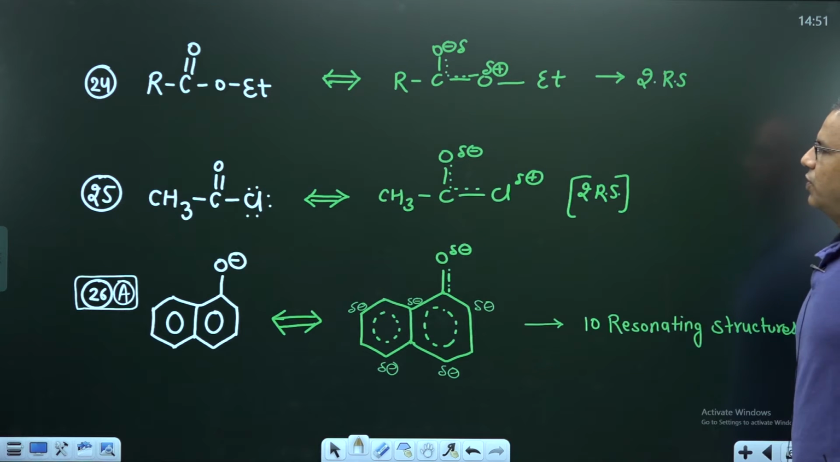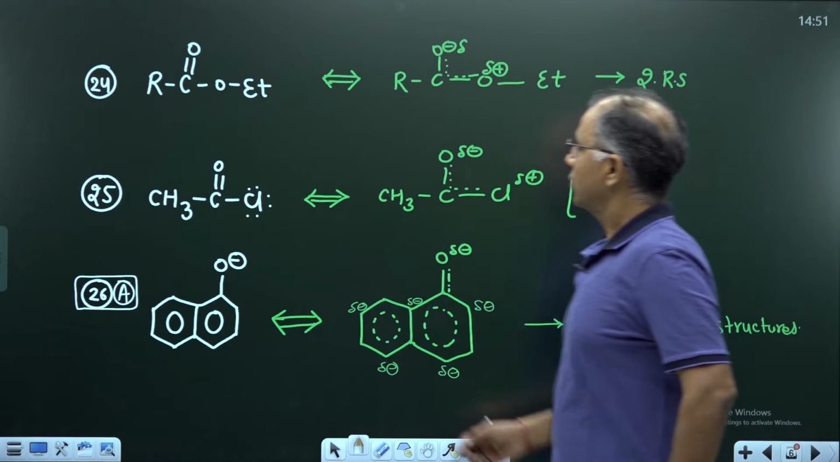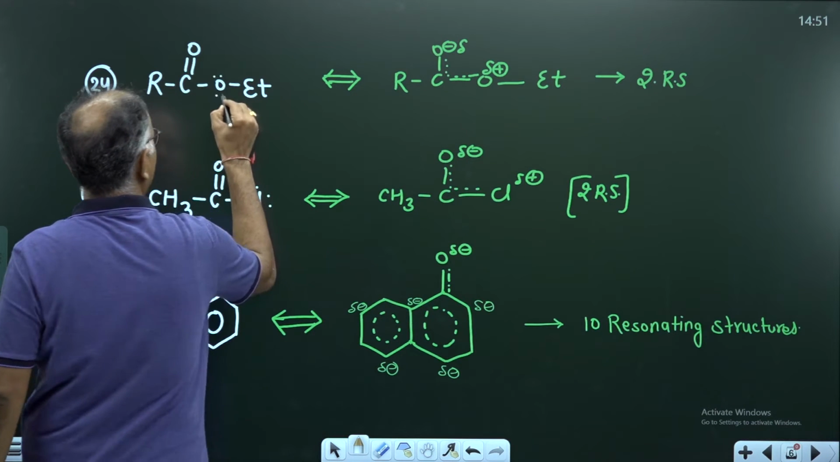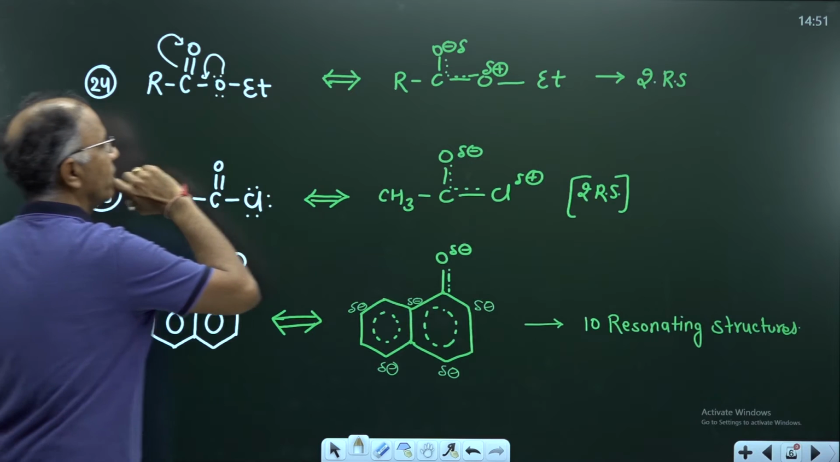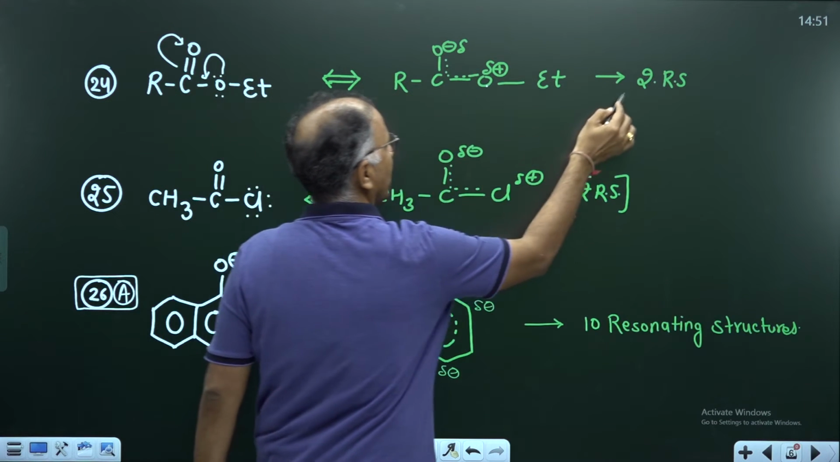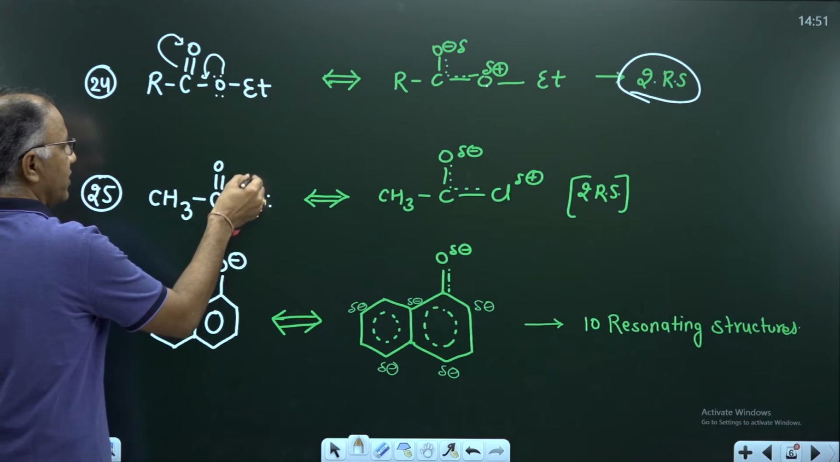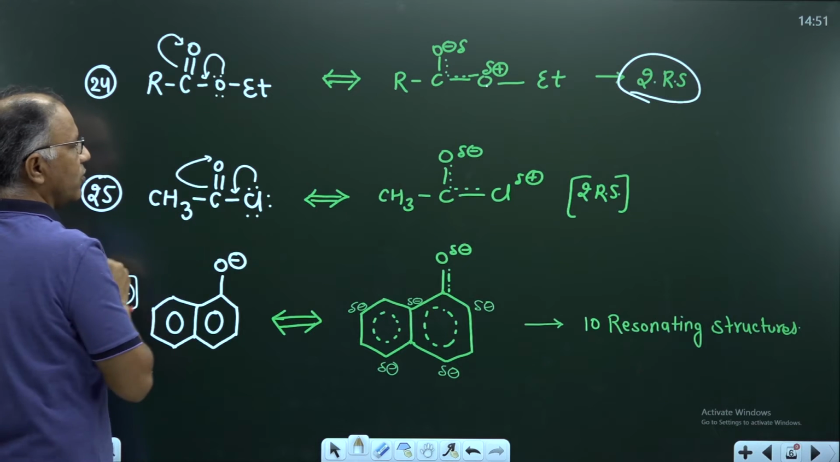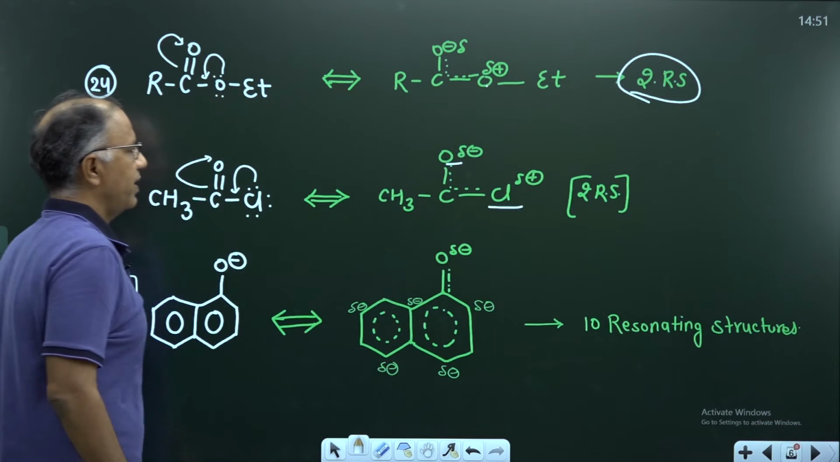Now in 24, 25, 24th again ester, double bond in conjugation with lone pair. Lone pair converts into pi bond to lone pair. So this will be the structure. O carries positive and negative. So how many RS will form? 2 RS. In 25th, this lone pair converts into pi bond to lone pair. This means chlorine carries plus and oxygen carries minus.